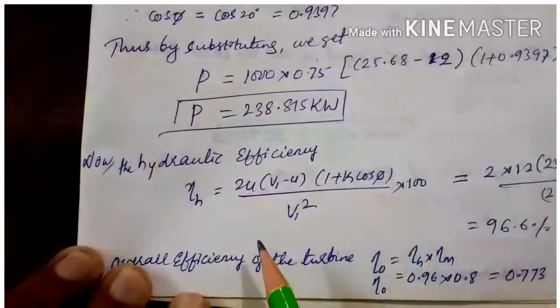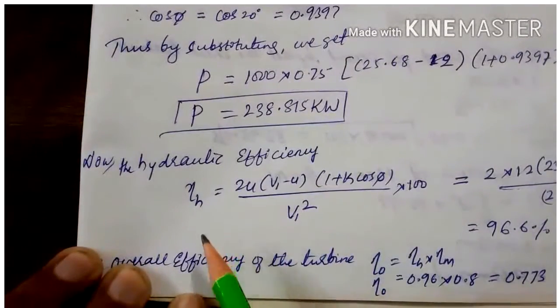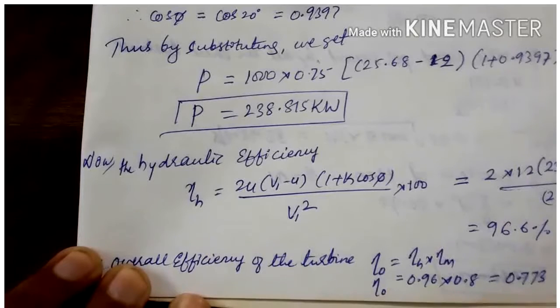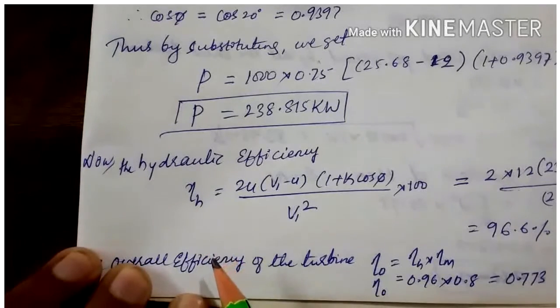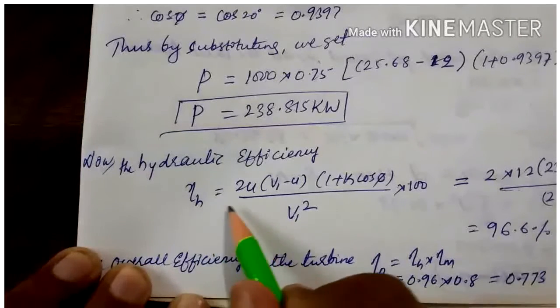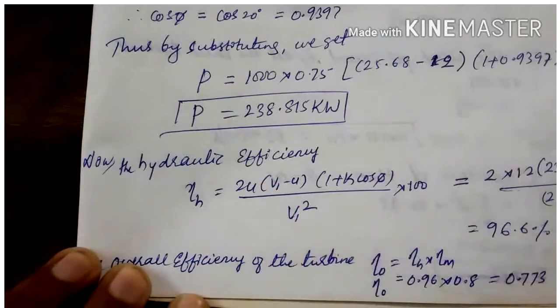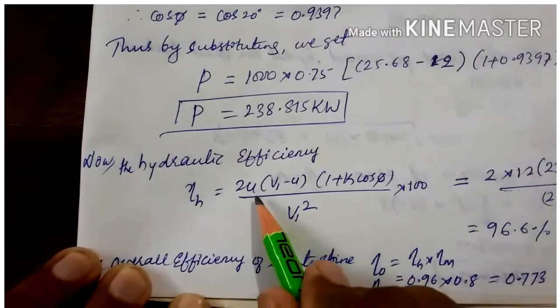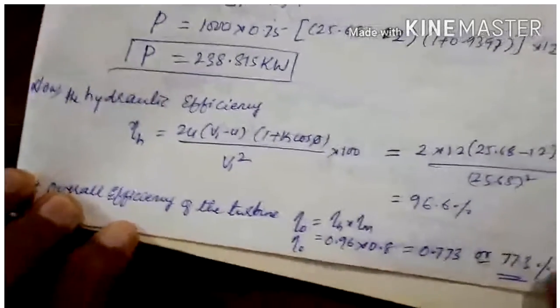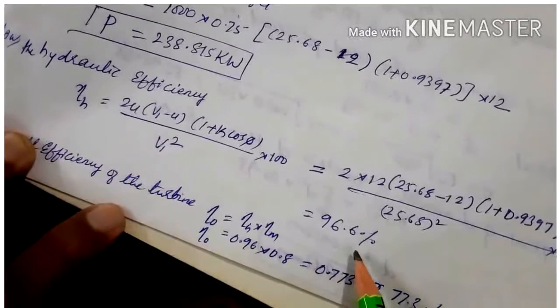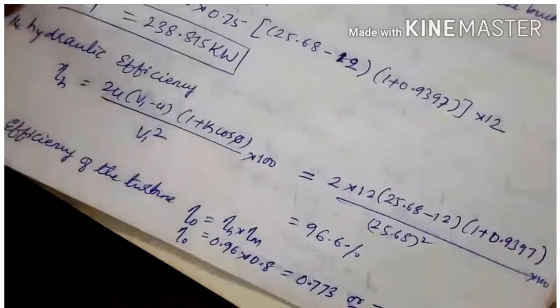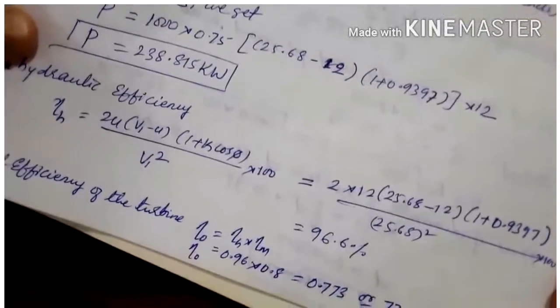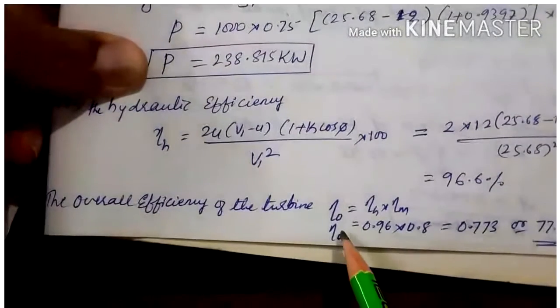Now the hydraulic efficiency you can calculate by using runner power by water power. Since we have to calculate water power, the net head is not given, but the head is given. So you can calculate by using runner power by water power. Or else if you remember this formula, you can use this formula and calculate the hydraulic efficiency here. When we use this formula, we get the final answer as 96.6%. Substitute all the values here. Okay, we get 96.6%.